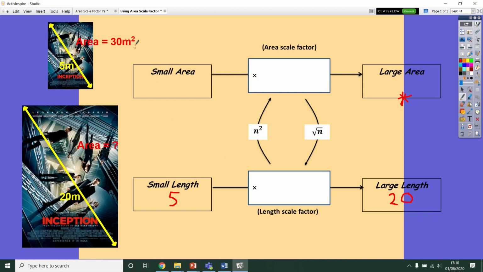Okay, and we've also got the small area as well. I'm going to put that in as 30. Okay, now I'm going to pay attention to the units. When you write the answer down, you want to make sure that the units match what they were to begin with. That's all I've got so far.